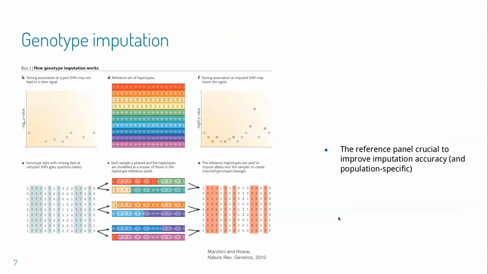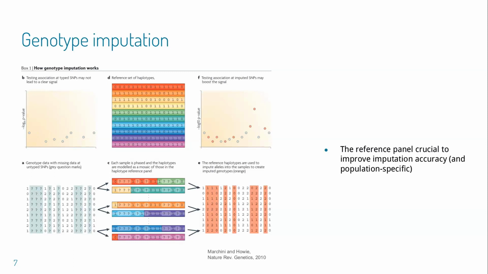So very briefly, to illustrate how genotype imputation works, I use this very nice illustration from the Marchini and Howie paper from 2010. On the bottom left of the slide, you see many samples. Each row represents a sample, SNP array data, so full of missing data. And of course, we could run a genome-wide association study. And if we look at the Manhattan plot and the log-ten p-value, likely we will get a signal that is not very clear because of the missing pattern of the SNP array data.